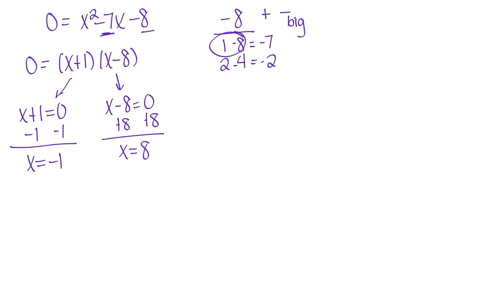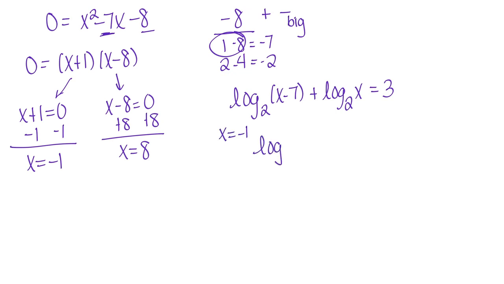So now let's plug back into our original equation, right? We have log base 2 of x minus 7 plus log base 2 of x equals 3. So let's plug in x equals -1. Well, we get log base 2 of -1 minus 7, which is -8, plus log base 2 of -1 equals 3. So we have negatives there in our logs, so x equals -1 is not a good solution to use. Let's try x equals 8.